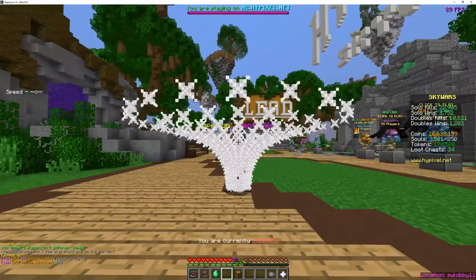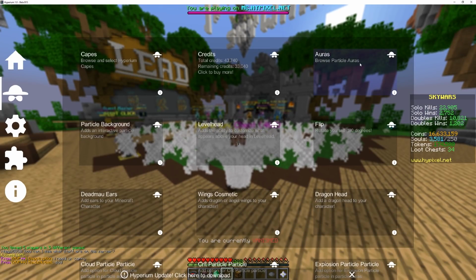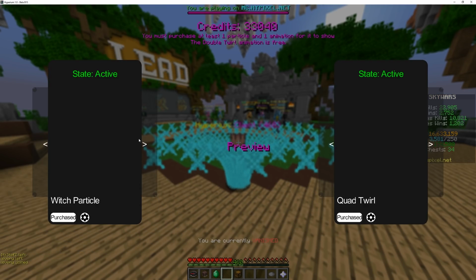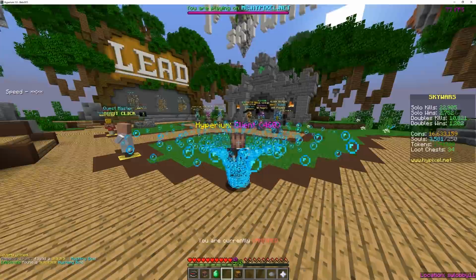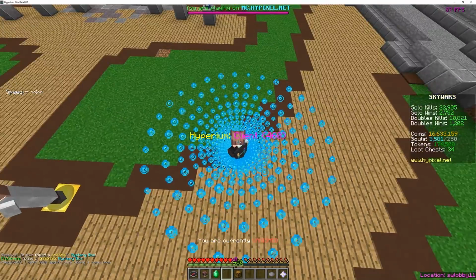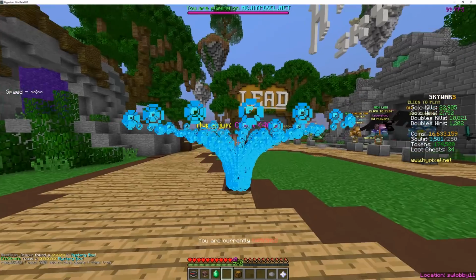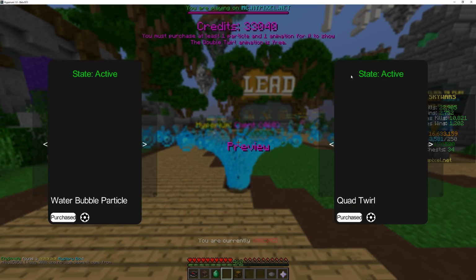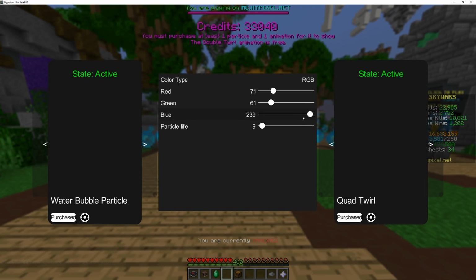But there's our tornado. I don't know why the colors aren't working. Oh, they are now. Sick. We're going to try a different particle though. Water bubbles. I really don't know why it's flashing. It hasn't flashed before. It's also weird that they're not being persistent.